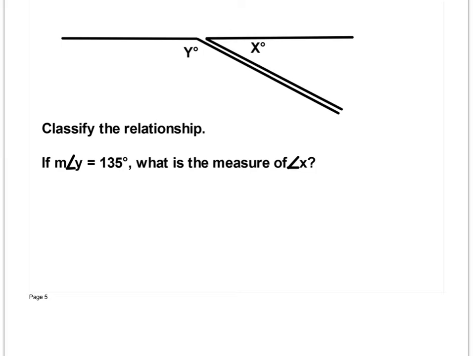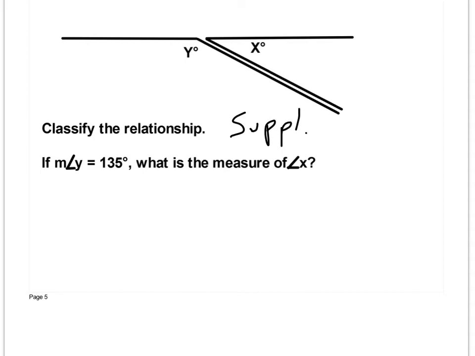Okay, the other one would be what? It would be adjacent if they're together. This is how the book drew it. If they're together, then it would be adjacent. But I don't really know if these are. But they would be supplementary. They add up to 180. So supplementary would be my answer.